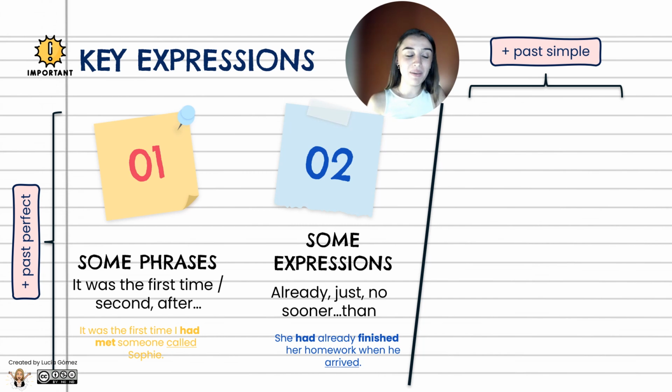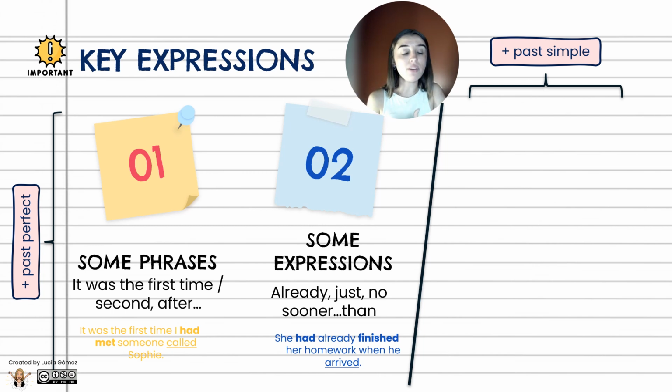Let me illustrate it by means of an example. She had already finished her homework when he arrived. Ahí lo tenéis. Es decir, ella ya había terminado sus deberes cuando él llegó. I think we've already seen this example before, but here you can see it. If we have already, en ese huequito voy a meter de cabeza el past perfect.